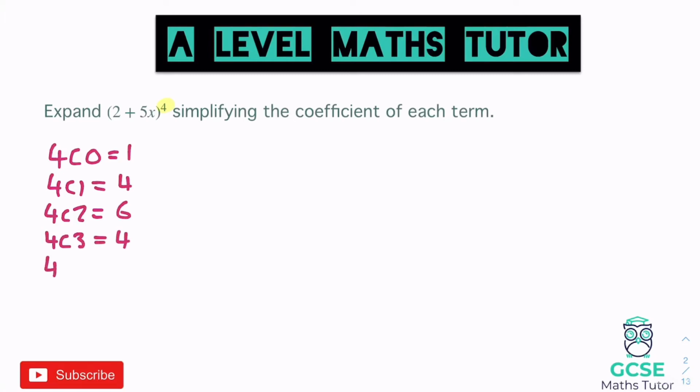And then 4C4, which is 1. That gives us that line of the triangle there. Now having a look, again we know it's a power of 4, so everything's going to have powers of 4 in this one. We've got our first piece, which is a 2, and our second piece within the bracket, which is a positive 5x. So if we start writing this down, well, we've got 1 to start with.